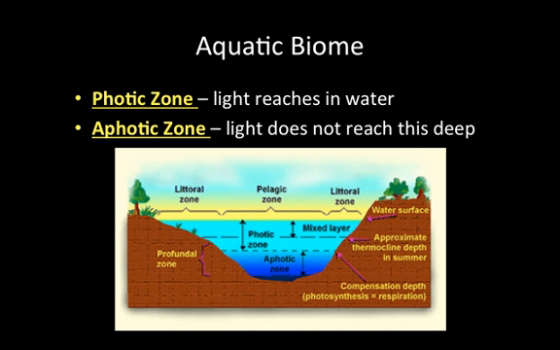The photic zone and aphotic zone are important because only photosynthetic organisms can live within the photic zone, right? Because that is where the light is being shined. So photosynthetic organisms cannot live in the aphotic zone because there is no light. So just some things to think about when we talk about the different types of biomes that exist within the world.